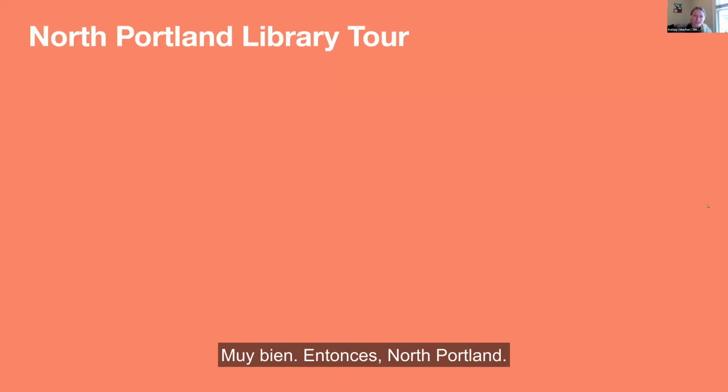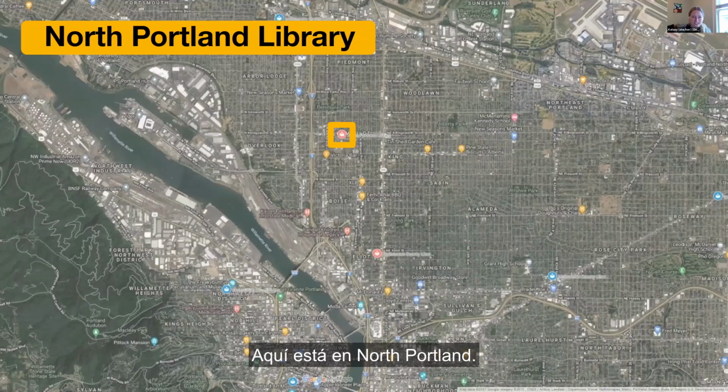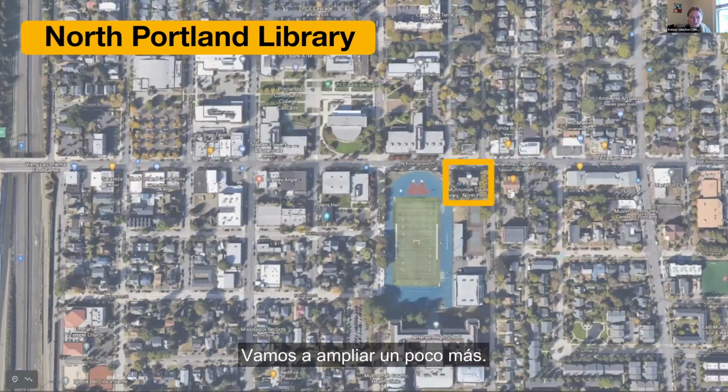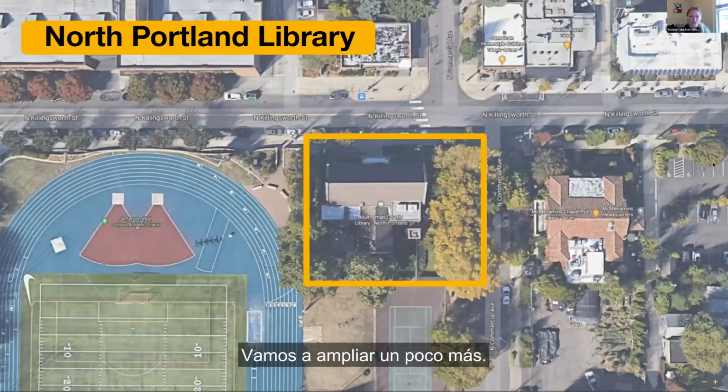All right, for North Portland. Here it is in North Portland, closer to the Overlook and Humboldt neighborhoods. We're going to zoom in a little bit more. You can see that it's right next to that big field of Jefferson High School and just south of Killingsworth from the PCC Cascade campus. We're going to zoom in a little bit more.